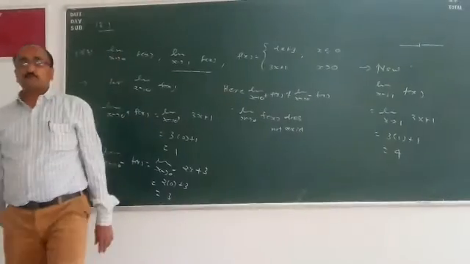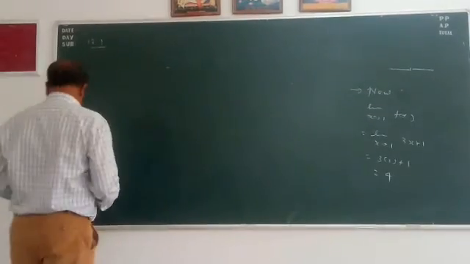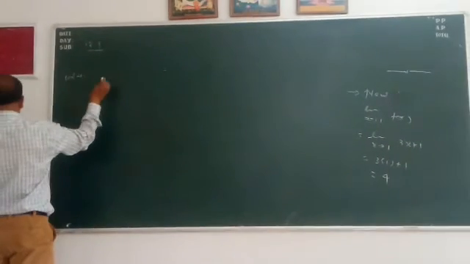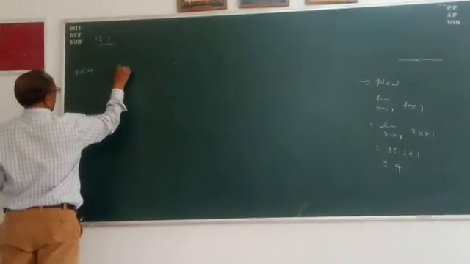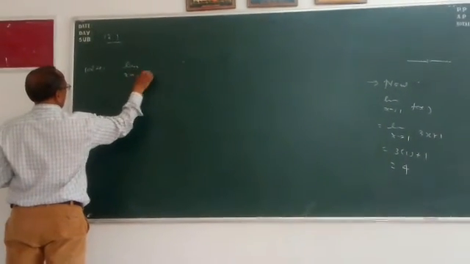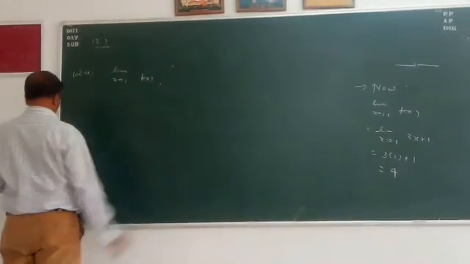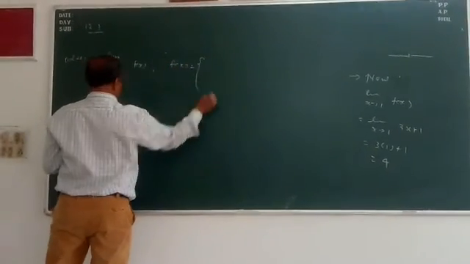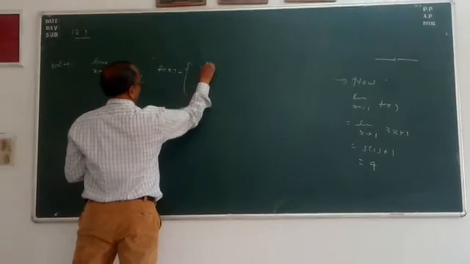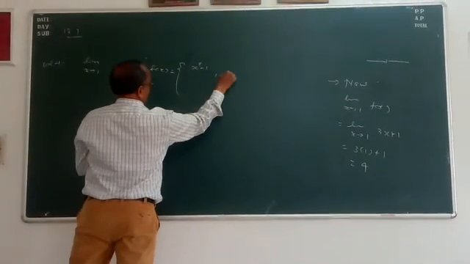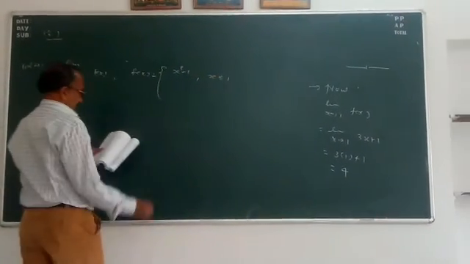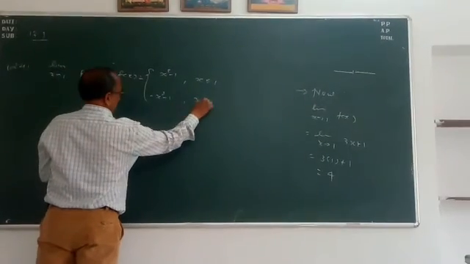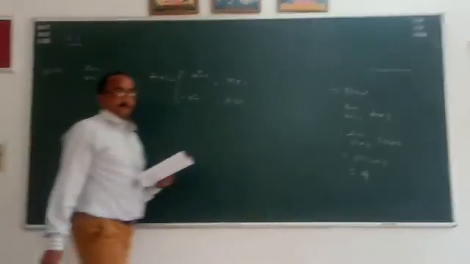Okay? Yes, sir. Question number 24. Find the limit as x tends to 1 of f(x), where f(x) is given as x square minus 1 if x is less than or equal to 1, and minus x square minus 1 if x is greater than or equal to 1.